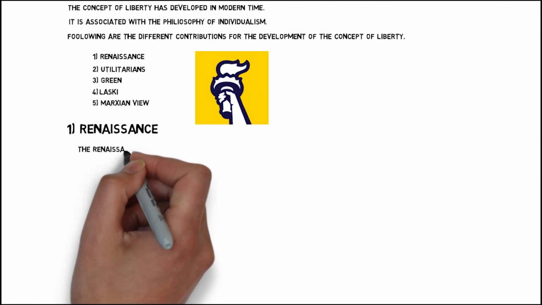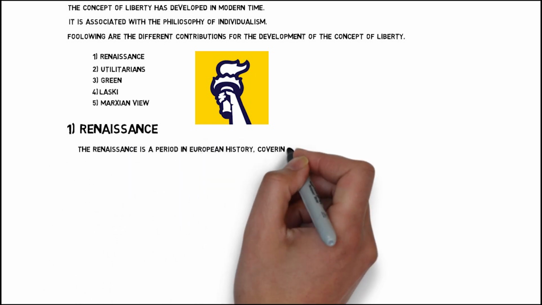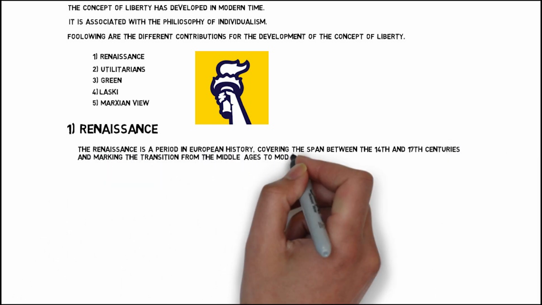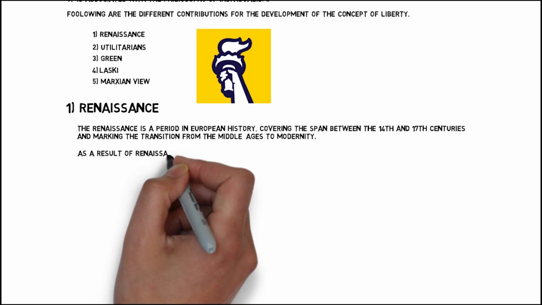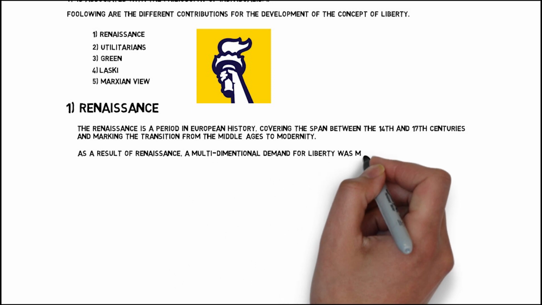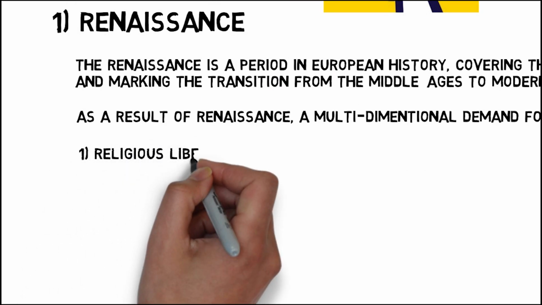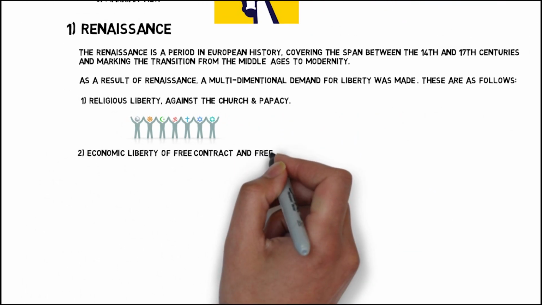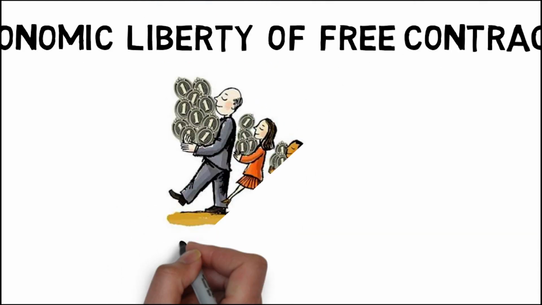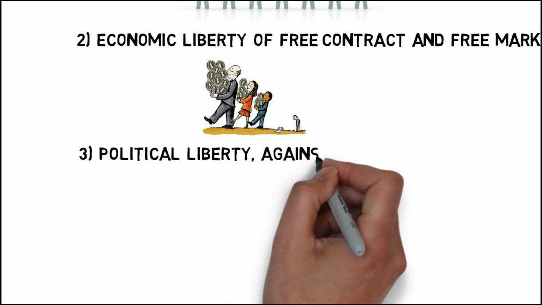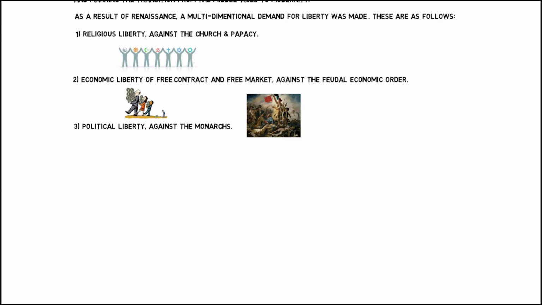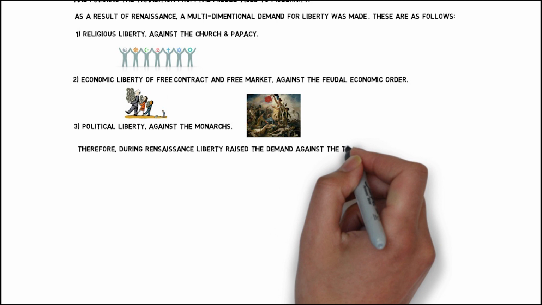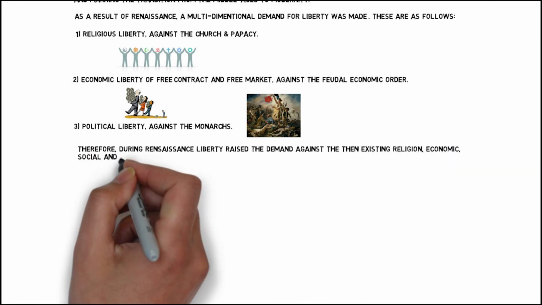The Renaissance is a period in European history covering the span between the 14th and 17th centuries and marking the transition from the Middle Ages to modernity. As a result of the Renaissance, a multidimensional demand for liberty was made, and these are as follows. First, religious liberty against the church and papacy. Second, economic liberty of free contract and a free market against the feudal economic order. And third, political liberty against the monarchs. Therefore, during the Renaissance, liberty raised the demand against the then existing religious, economic, social, and moral order.